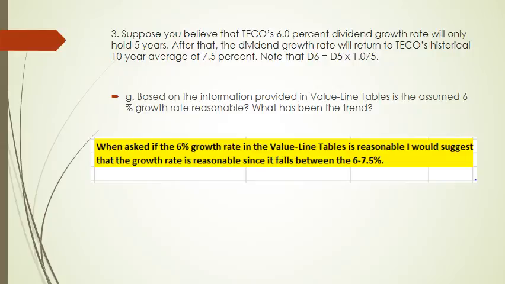Part G of question 3 asks, based on the information provided in the Value Line tables, is the assumed 6% growth rate reasonable? What has been the trend? Based on the information provided in the Value Line tables, the 6% growth rate is between 6% and 7.5%, which is quite reasonable.